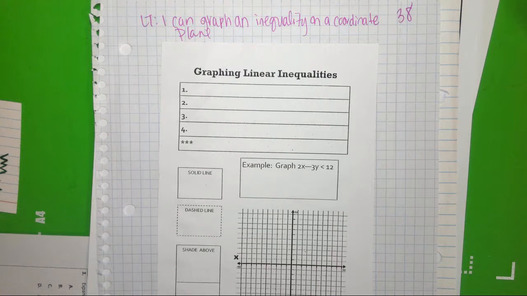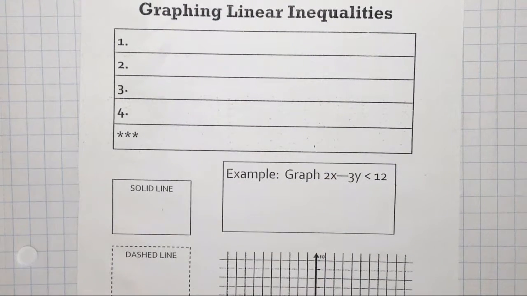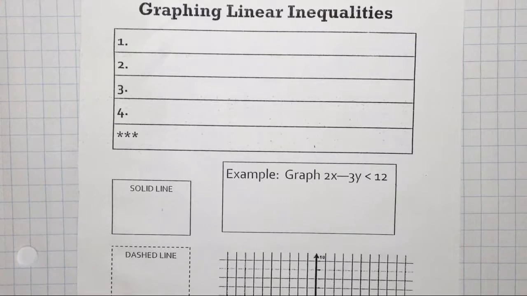Alright, so there are 4 steps when you graph a linear inequality. What a linear inequality means is that it has both x and y in the problem, like these. And when we graph these, we like to graph stuff when it's in slope-intercept form, correct? So you have to get it in slope-intercept form.